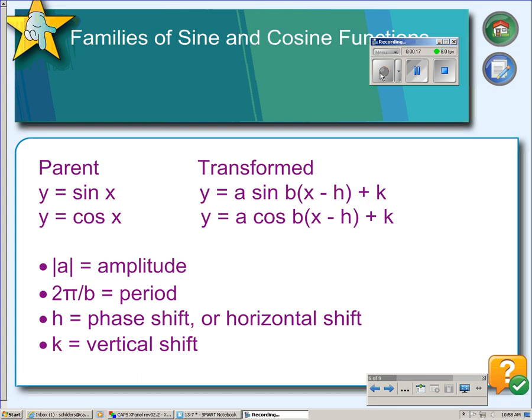If you have your parent function, the translations will change the amplitude if you change a. Instead of going up to 1 or down to -1, it can go higher or lower if you change the a value. And using the period 2 pi over b, the b value is the number in front of the parentheses. If the b value has been distributed, you have to factor it back out so that you have x alone at the beginning of the parentheses. Then h is your horizontal translation and k is your vertical translation.